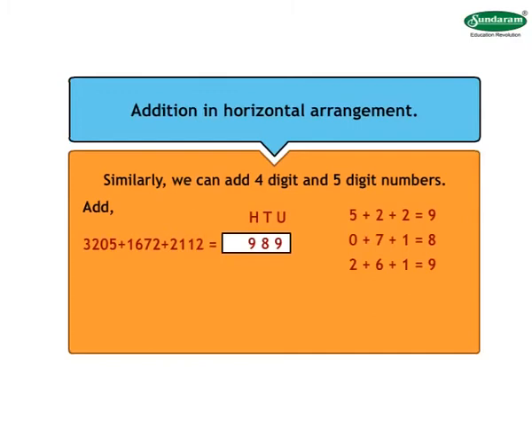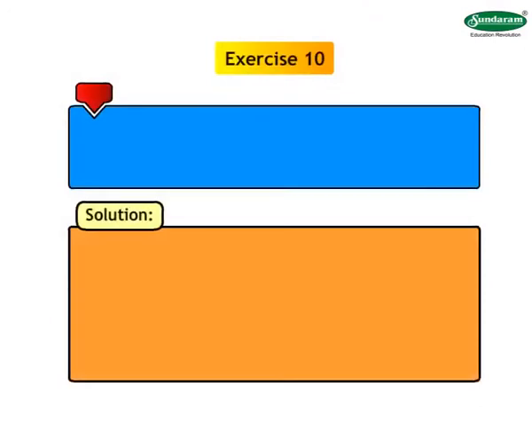Lastly, add digits in thousands place of all three numbers, that is 3 plus 1 plus 2, which is equal to 6. Write 6 in thousands place beside 9 in answer box. Therefore, the answer is 3205 plus 1672 plus 2112 is equal to 6989. Let us solve a few examples of addition from exercise 10.